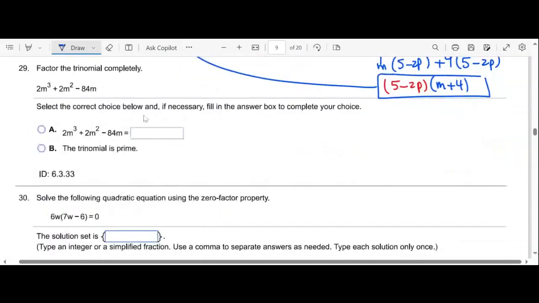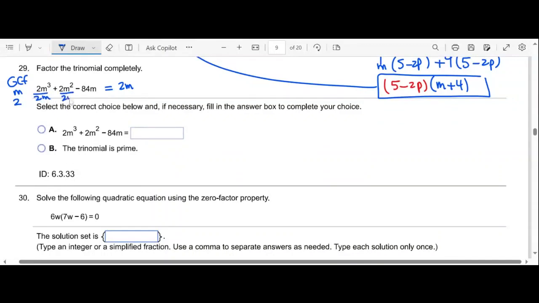Next question, 29. Factor the trinomial completely: 2m cubed plus 2m squared minus 84m. As you can see here, m is common. So we look at the greatest common factor. The greatest common factor is m. So let's take m. Do you have any other numbers? Yeah, 2. So we take 2 as well. So let's take 2m. That means you are dividing, right?